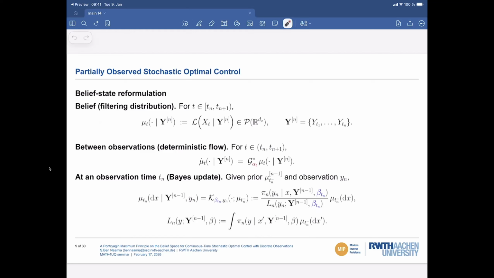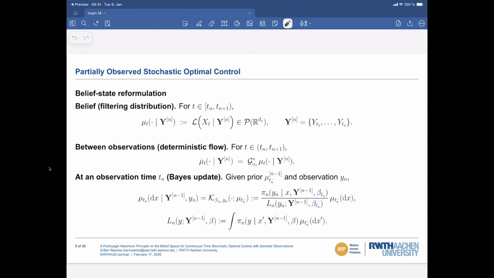So if you define the belief as being the law of x given all the observations up to this time, where this y_n vector denotes all the information that was brought to us at this point, you will have a deterministic flow between these observations. You will have deterministic dynamics that are governed by alpha, and they are governed by the Fokker-Planck equation, right? That is evolving here. And this is nothing but the Fokker-Planck equation with a generator controlled by alpha.